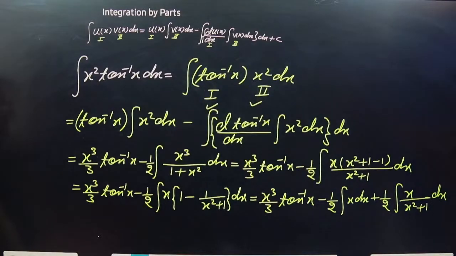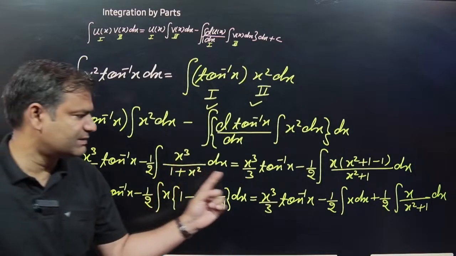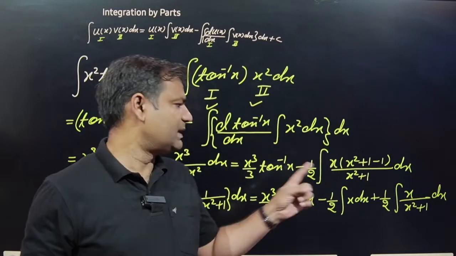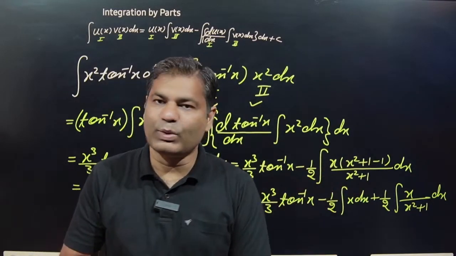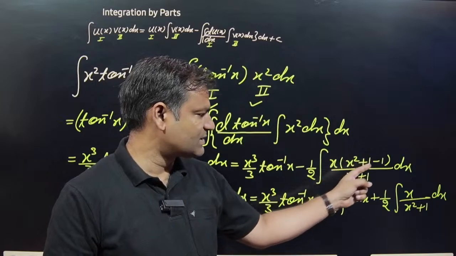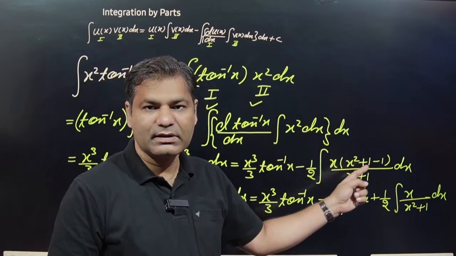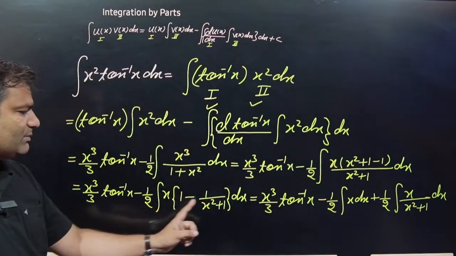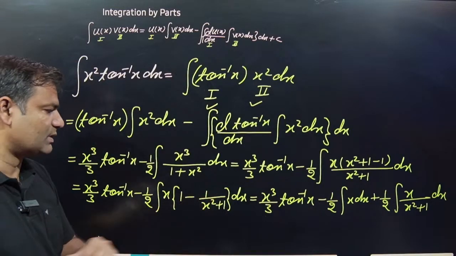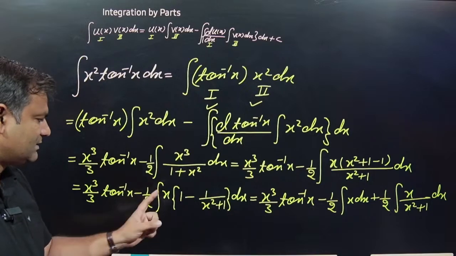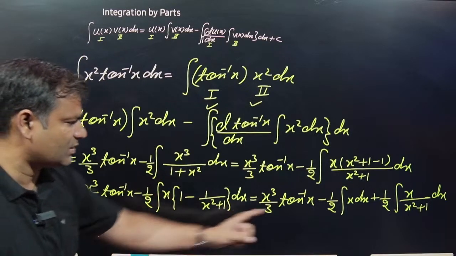Okay, very simple. Here x cube is written simply as x into x square. Now in the bracket, 1 adding and 1 subtracting. What is the advantage? After that division, x square plus 1 upon x square plus 1, 1 minus 1 upon x square plus 1 into x. Okay, so after that multiply here, then we get this.